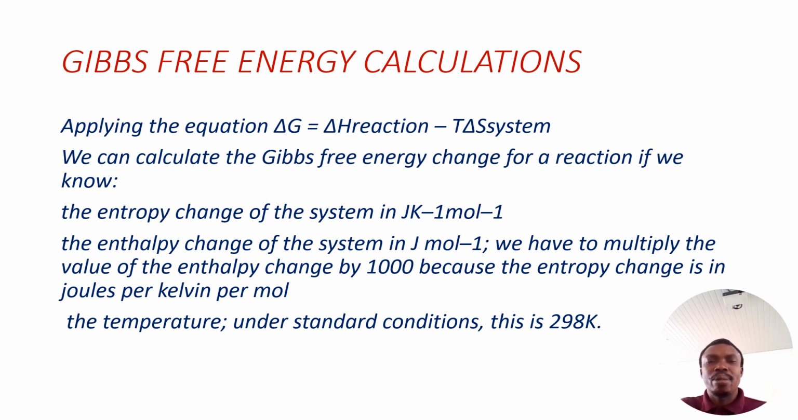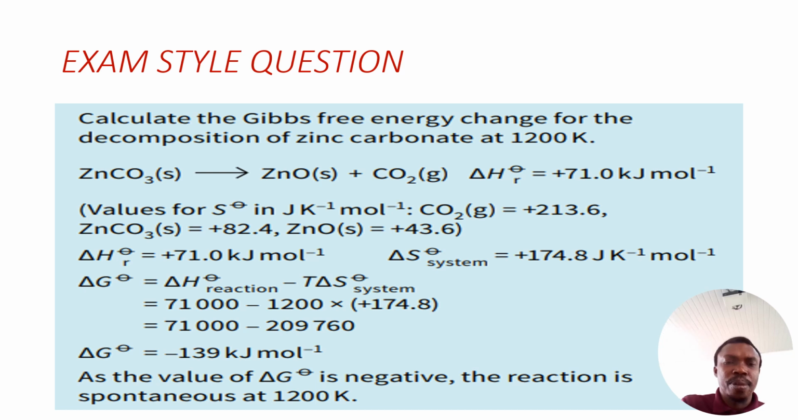So these are the things we need to put into consideration while trying to solve calculation of the Gibbs free energy. So this is a typical example. This is a solved example for us to see. You are asked to calculate the Gibbs free energy change for the decomposition of zinc carbonate at 1200 Kelvin. So this is the temperature. The temperature has been given to us. Then we are given the enthalpy change of the reaction, which is 71.0 kilojoule per mole.